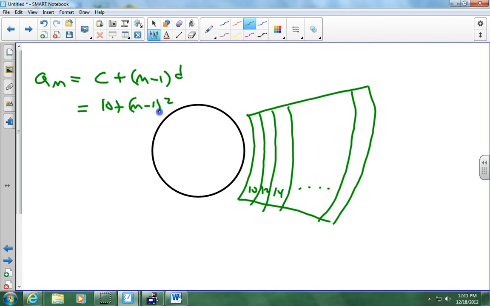Does that work? If I plug in 1, I get 0 times 2 is 0 plus 10 is 10. If I plug in 2, a sub 2 should be 12: 2 minus 1 is 1 times 2 is 2 plus 10 is 12. If I plug in 3, I should get 14: 3 minus 1 is 2 times 2 is 4 plus 10 is 14. That's right. So can you write a loop that just prints them out? That's all I want. Can we do that? Well, let's try it.